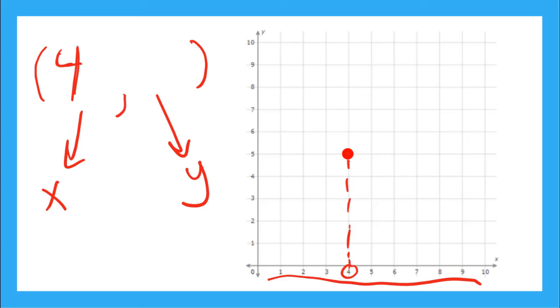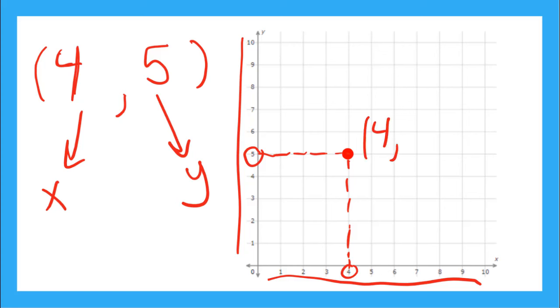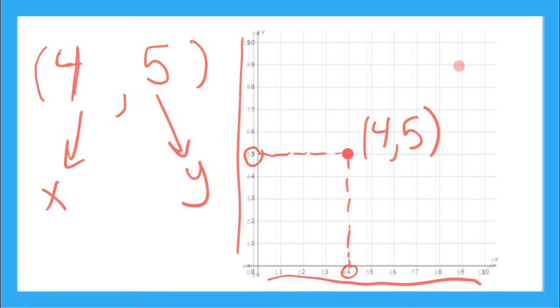And now to find my y-coordinate, I know my y-coordinate lives here on my y-axis. So if I just draw a little line over here to my y-axis, it meets up at y-coordinate 5. So I can put that right there. Now I can go ahead and label my point as point 4, comma 5. Let's do one more like this.